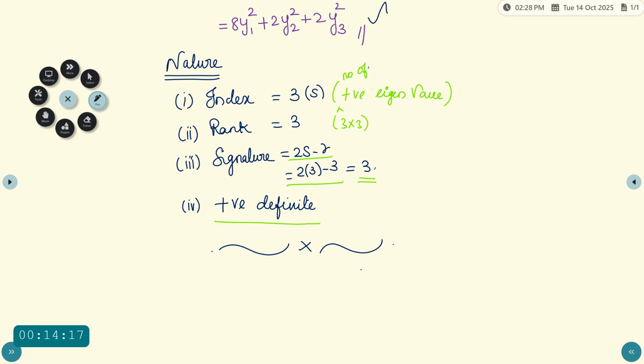Next, positive definite. How do we say it is positive definite? All the eigenvalues are positive. Then it is said to be positive definite. Thank you.